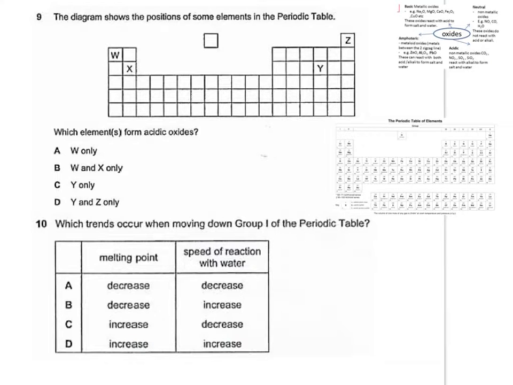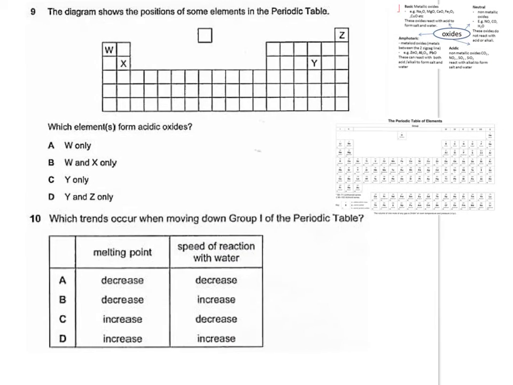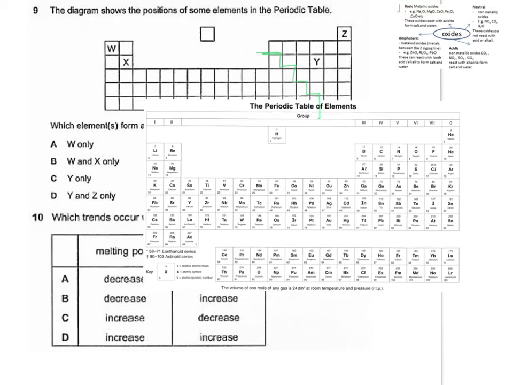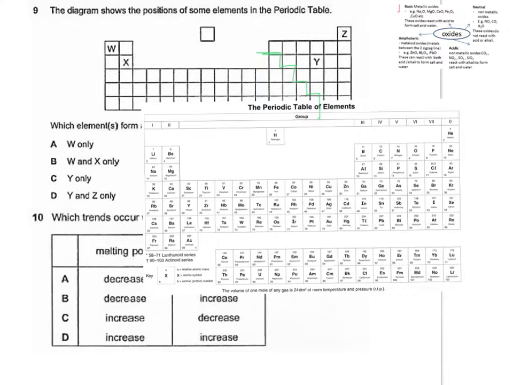Question 9. Diagram shows the position of some elements in the periodic table. Now, before you do this, you need to know where to draw the zigzag line to separate the metals and the non-metals. Alright, so let's zoom into the periodic table. We know that aluminum foil is definitely a metal, so anything that's on the left side of this zigzag line will be your metals, and those on the right will be your non-metals.